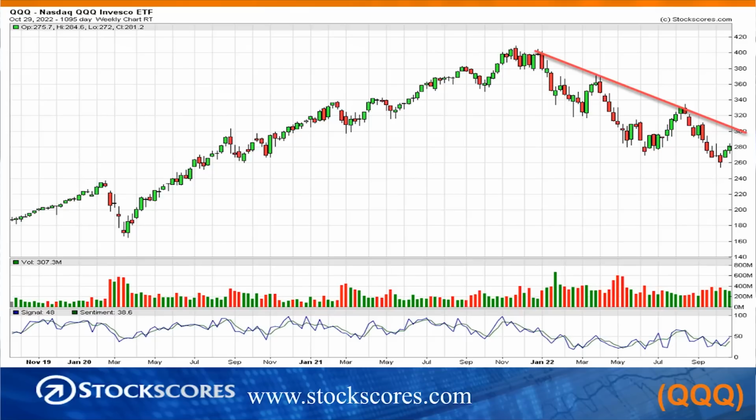Let's now look at the weekly time frame, and you can see the same picture there. We've made a low here 3 weeks ago. That low is lower than the previous low, so the sellers are still in control. Ultimately, we need to break this line from a rising bottom.